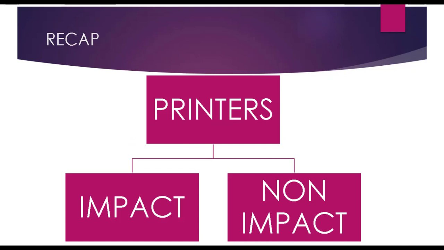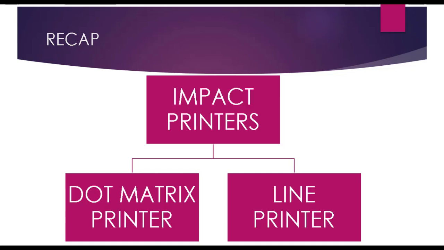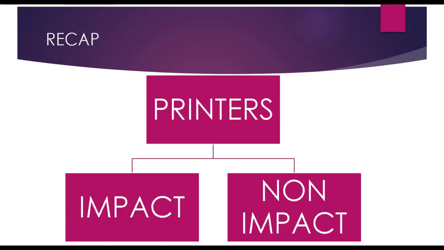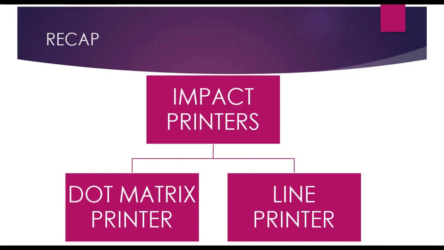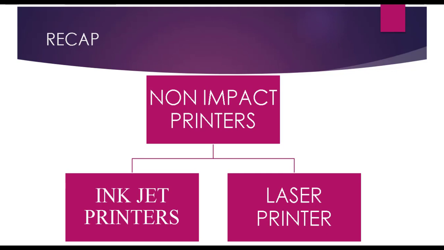An impact printer forms characters and graphics on the paper by striking the print head against an ink ribbon that physically contacts the paper. There are different types of impact printers, that is line printer and dot matrix printer. Non-impact printers form characters and graphics on the paper without striking the paper. They use semi-solid ink to print the characters on the paper. The most commonly used non-impact printers are inkjet printer and laser printer.